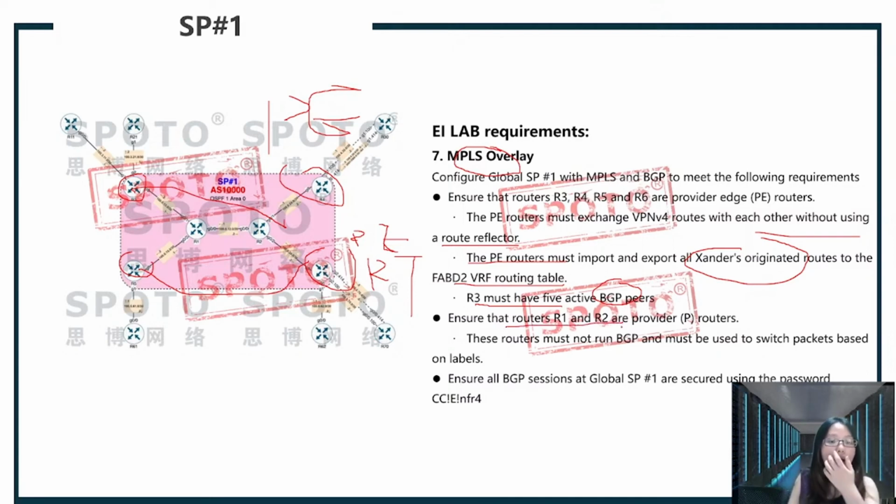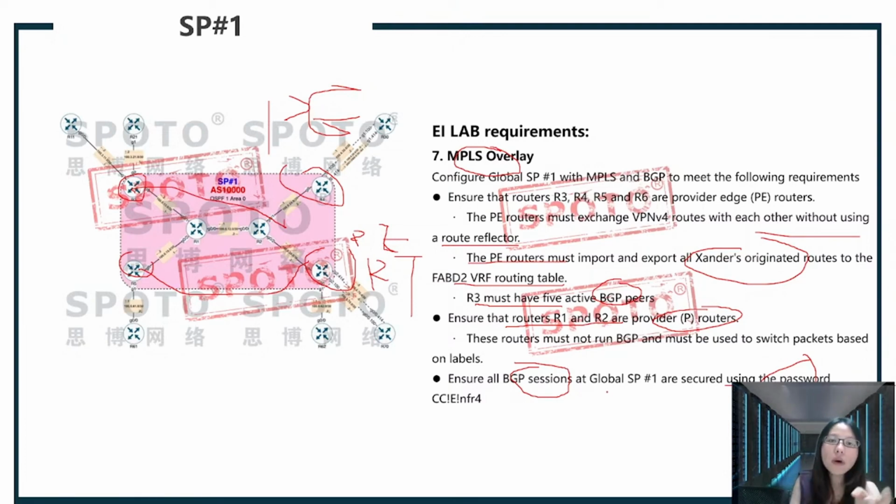Ensure that router 1 and router 2 are P routers. Okay, so ensure the BGP session uses the password. So we need to configure BGP authentication with the password. Okay, so these are the requirements of the routing and switching. So you know it's very simple compared to the old version.